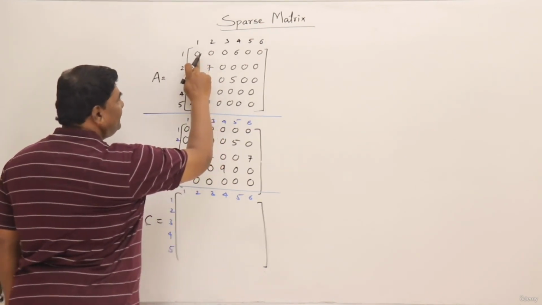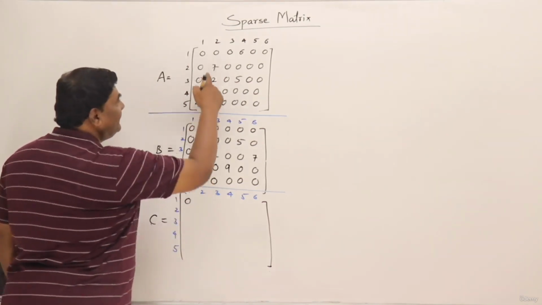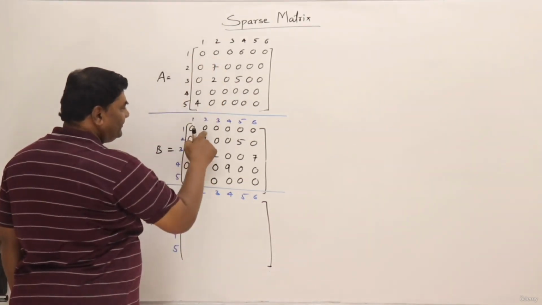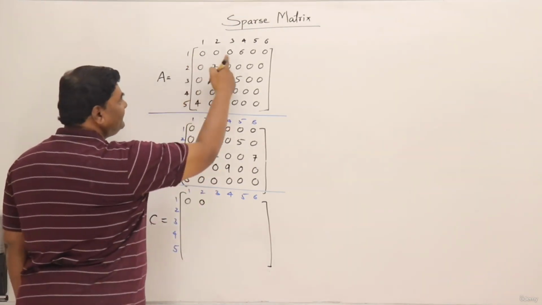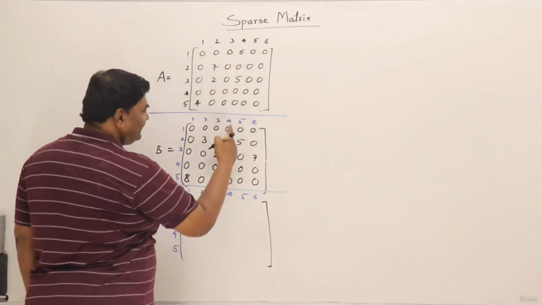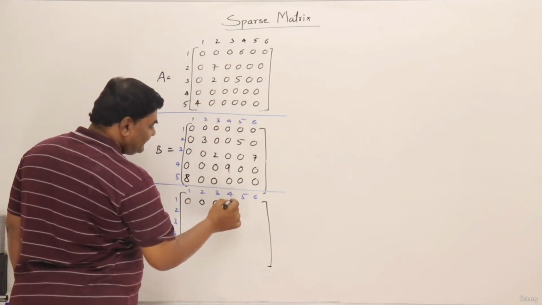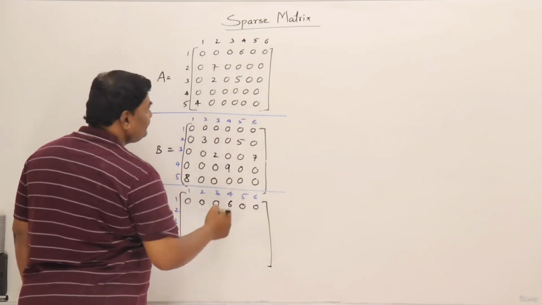First element is 1 comma 1. 1 comma 1 here, 0. 0 plus 0 is 0. Then 1 comma 2 with 1 comma 2. This is also 0. So I will do the rest. This is 0 and 0. So this is 0. This is 6 and here it is 0. So 6 plus 0 is 6. Then remaining 2 are 0, remaining 2 are 0, 0.